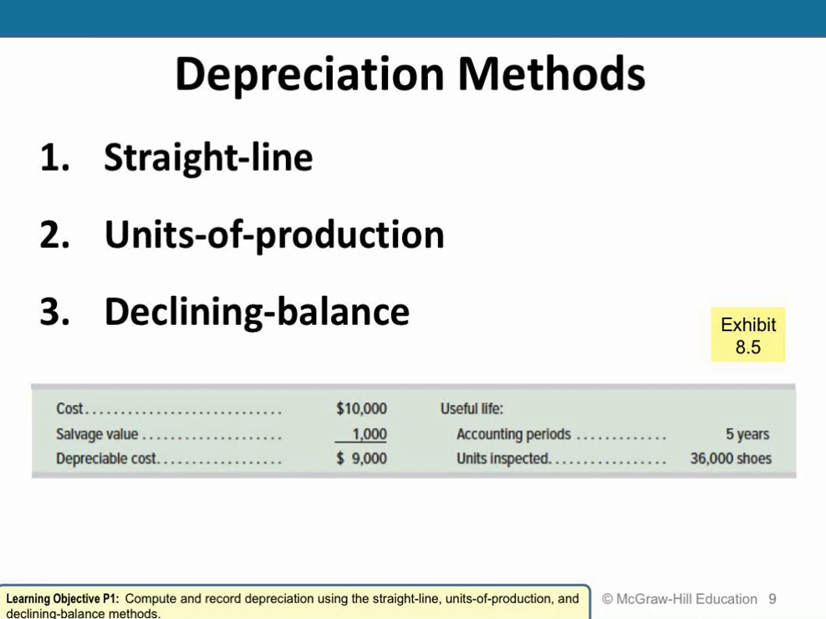Now, useful life, we also want to know how many units are going to be produced. So here we got 36,000, so we may produce 36,000 cups of coffee in the coffee example. The example that we're going to use here is actually going to be shoes. So it's going to list the units as 36,000 shoes.